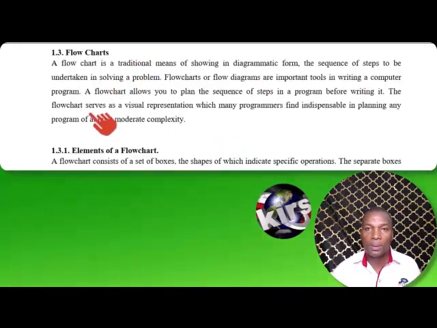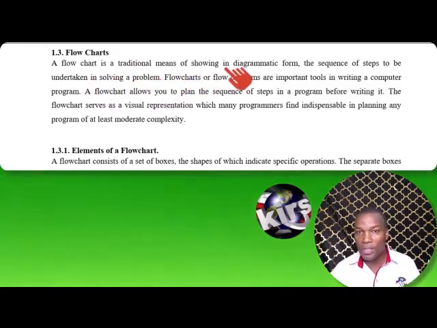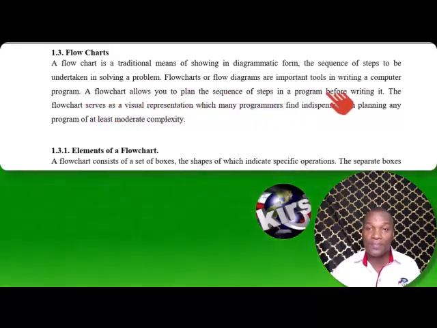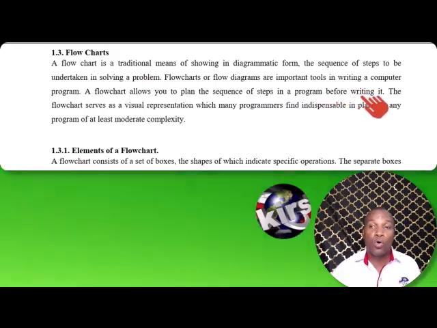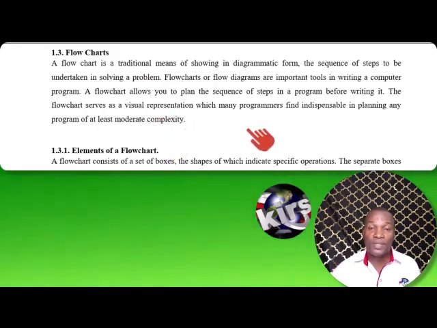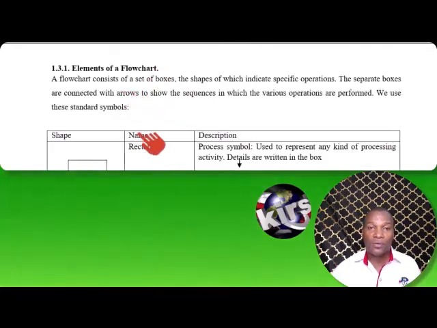Now, a flowchart is a traditional means of showing in diagrammatic form the sequence of steps to be undertaken in solving a problem. Flowcharts or flow diagrams are important tools in writing a computer program. A flowchart allows you to plan the sequence of steps in a program before writing it. The flowchart serves as a visual representation which many programmers find indispensable in planning any program of at least moderate complexity. And we look at the elements of a flowchart.